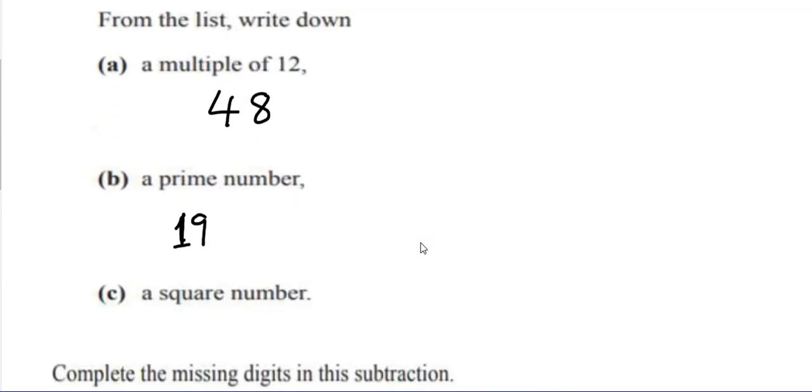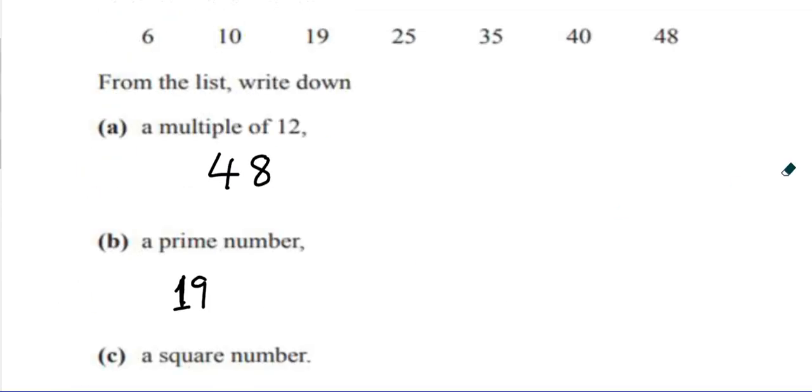A square number. Oh, I taught you square numbers. Okay. What is a square number? All right. Is 6 a square number? 6 is not a square number because we don't have any number which multiplied by itself gives you 6. Is 10 a square number? No, because we don't have a number which when multiplied by itself gives you 10. So 10 is not a square number.